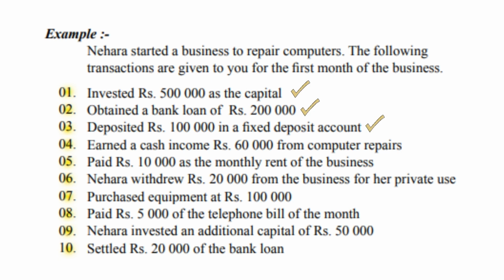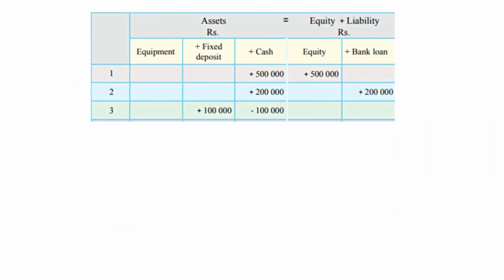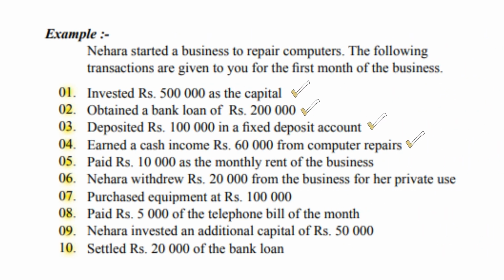Next one is deposited rupees 100,000 in a fixed deposit account. Here rupees 100,000 is taken from the cash and deposited in a fixed deposit account. So now we have to deduct 100,000 from cash and add it in the fixed deposit column. Since both are assets, plus 100,000 and minus 100,000 becomes 0, and on that side also it's 0, therefore both sides are equal.